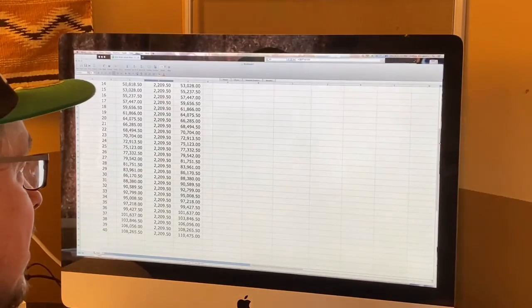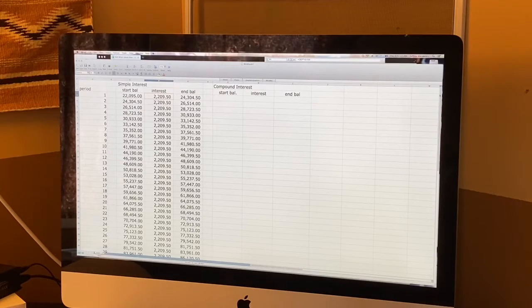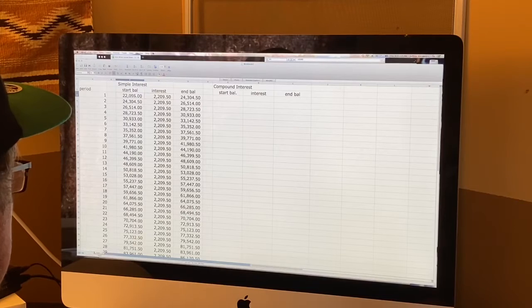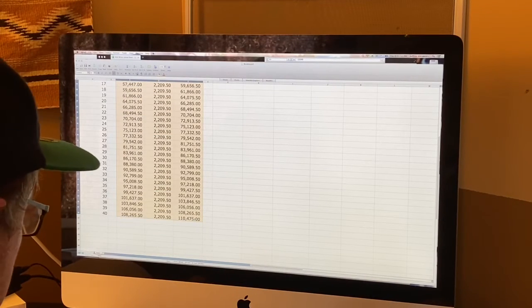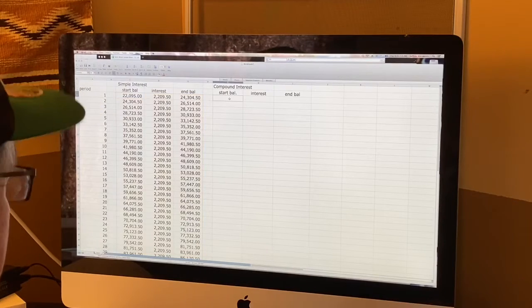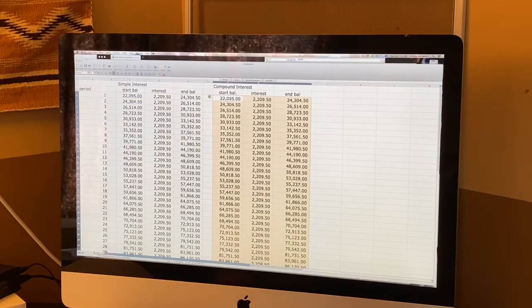They could have collected that money every year and spent it, or they could have just let it build up. But if you're going to let it build up, you should go for compound interest. So what I'm going to do is take everything that they did for their 40 years and copy it. And I'm just going to place it over here where I'm going to deal with compound interest.